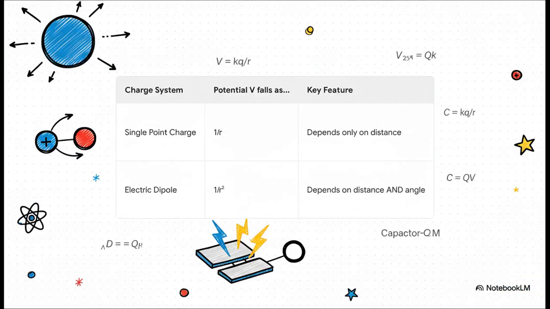So let's summarize this. For a single point charge, potential falls as 1 by R. Easy. But what about an electric dipole, with a positive and a negative charge together? Well, for a dipole, the potential falls off way faster, as 1 by R squared. And there's another key difference. For a dipole, it also depends on the angle. This table makes the difference really clear.